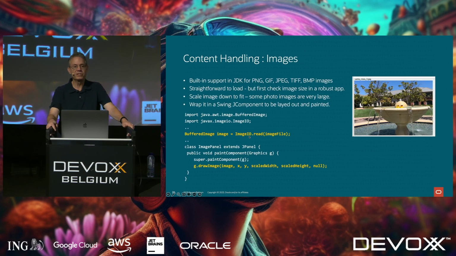And in the case of image, it's a very similar thing. What we do is we use ImageIO to read in the image, and then we have a subclass of JPanel. This is our JComponent that we're going to end up returning. And what we do is override the paintComponent method, and we draw the image. In this case, we draw it scaled because it could be a huge image, and we don't want something that doesn't fit in our window. It's not a very pleasant experience for the user.